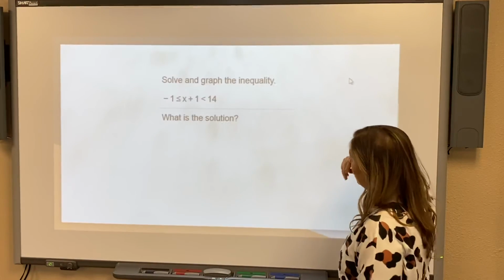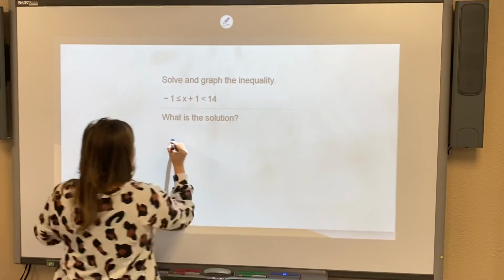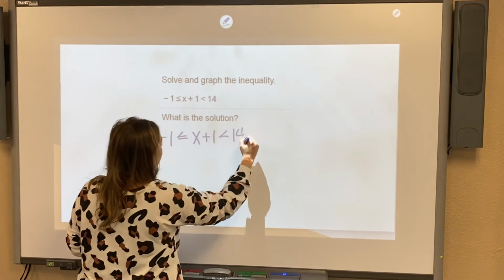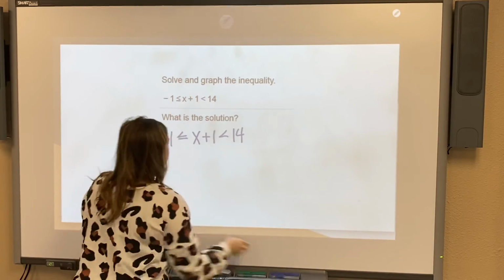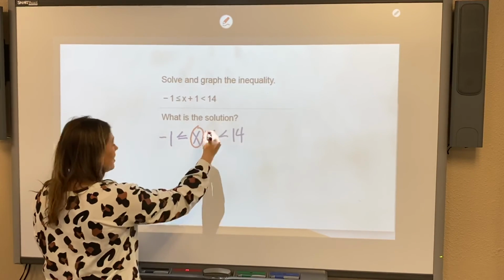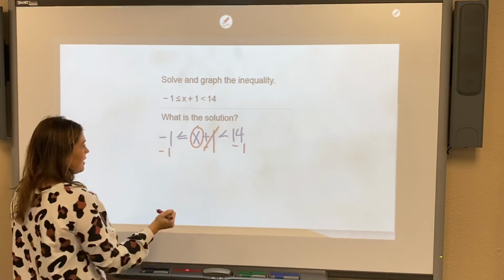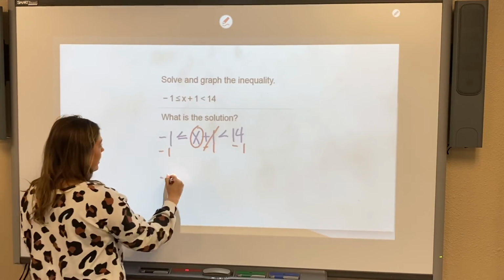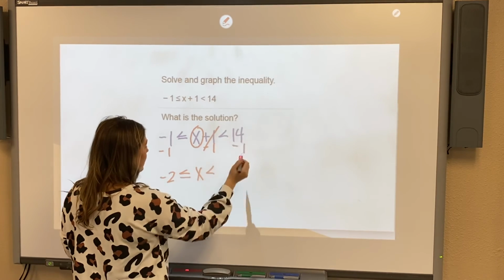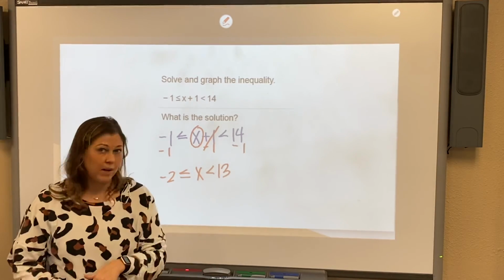And then lastly, let's do another one of these. So we have negative 1 less than or equal to x plus 1, which is less than 14. Okay, we want to solve for this x by itself. So inside we have the positive 1. So we subtract 1 to all 3 to cancel that in the middle. So negative 1 minus 1 is negative 2, which is less than or equal to x, which is less than 14 minus 1 is 13. Okay, we didn't flip anything because we didn't multiply or divide by a negative.